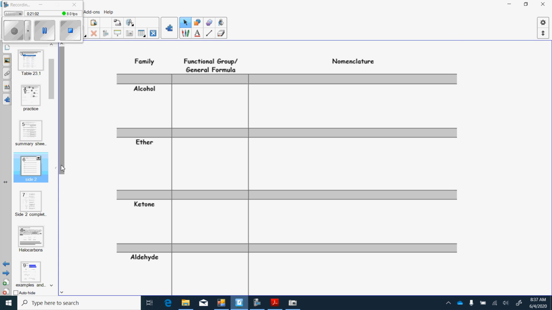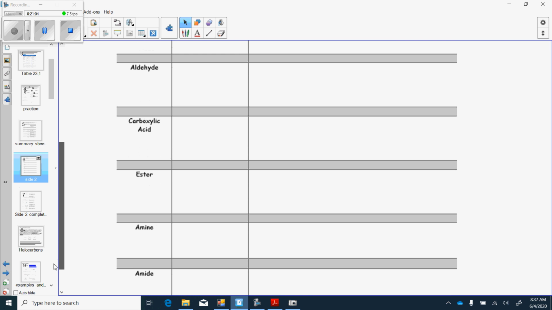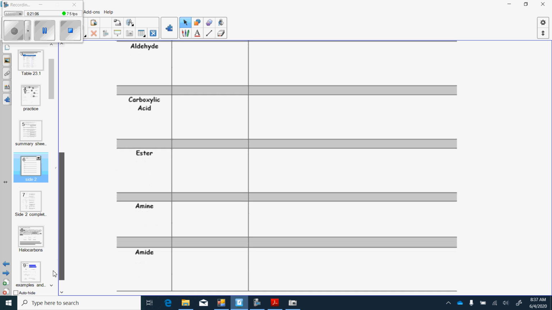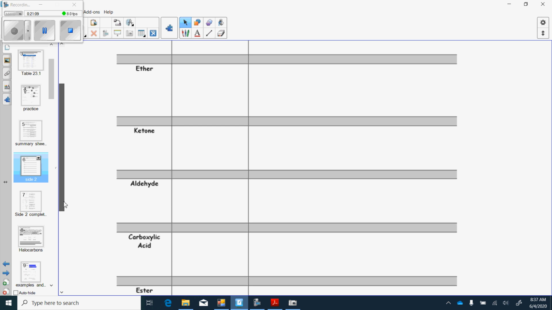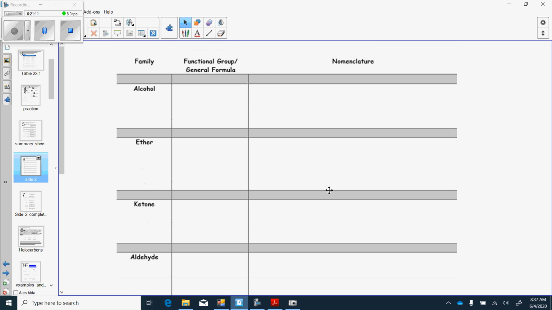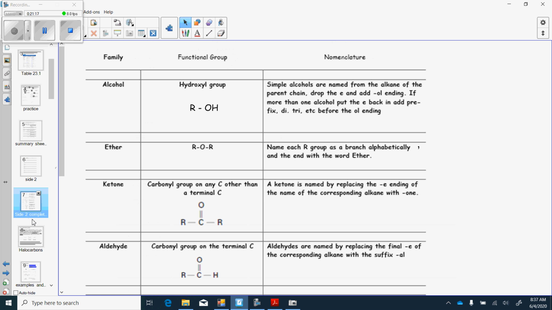Okay, I did put amines and amides on the bottom. You may leave those out because we're not going to talk about those. But 1, 2, 3, 4, 5, 6 new families we're going to talk about, and how to name them and how to draw them. Okay, here's mine completed.